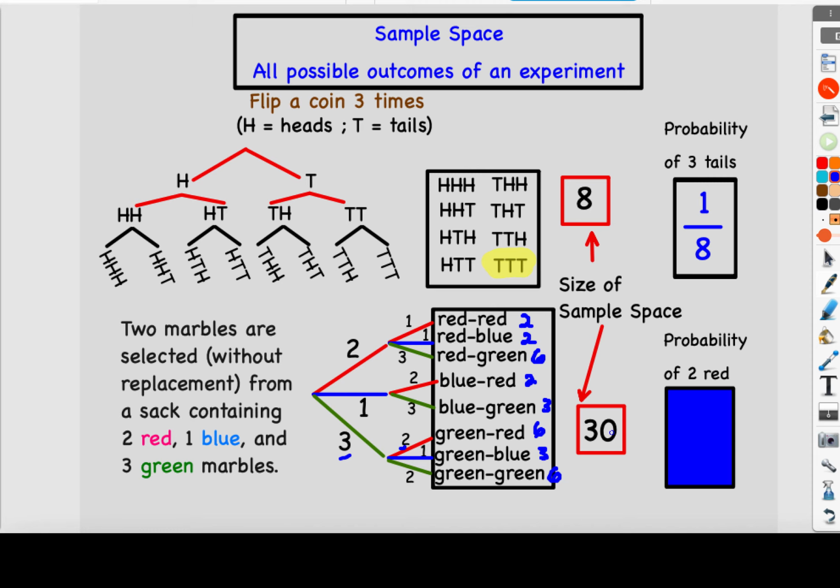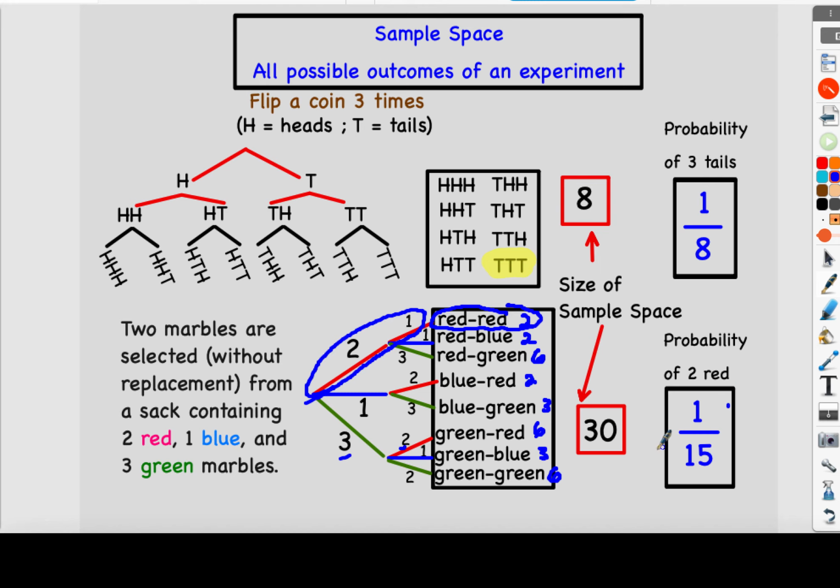What's the probability of getting 2 red? Well, again, that was that top route. That was this route up here, right? Probability of 2 red. There are 2 ways out of the 30, or essentially 1 out of 15 possible ways. Again, you got to think about the size of the sample space. What are all the things that could happen, right?